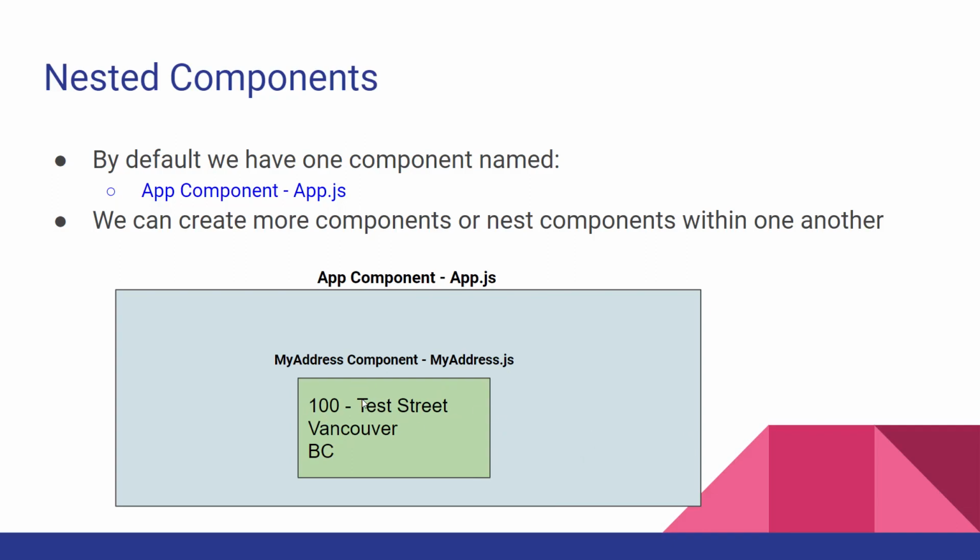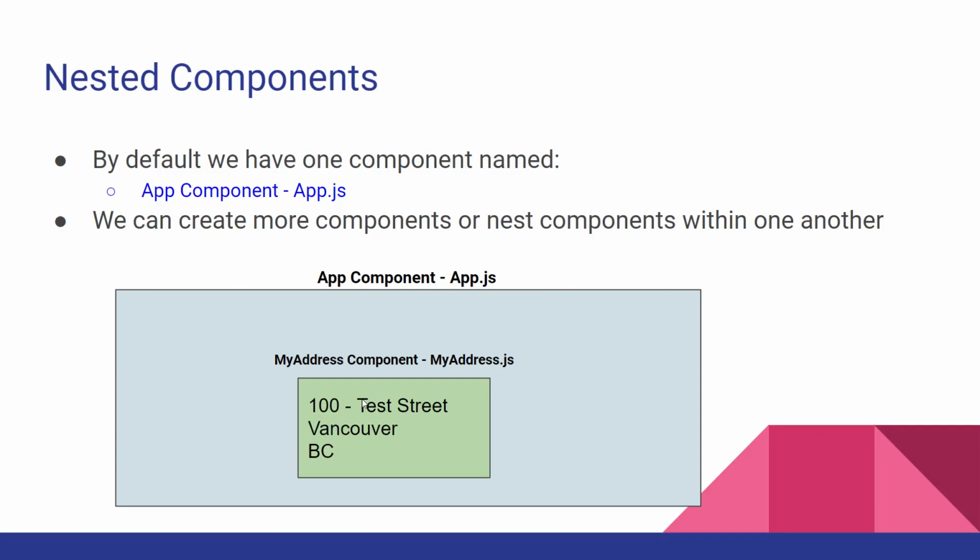Even the MyAddress component can nest certain other components which are going to be used. So it all depends upon how you want to structure your application and your web pages. Based upon that structure, you can create your own components and then actually display them within the app.js.